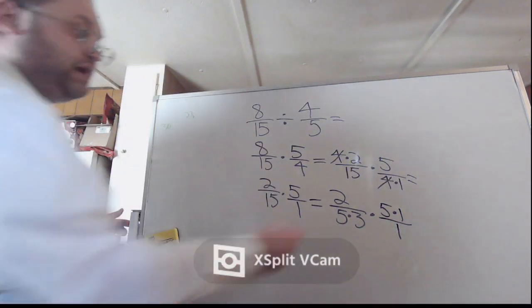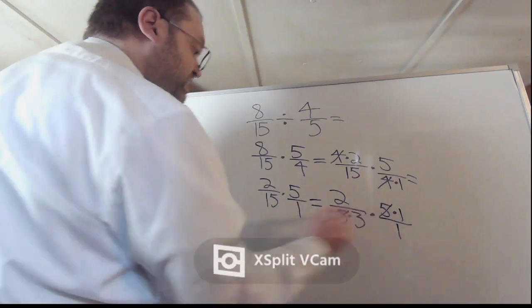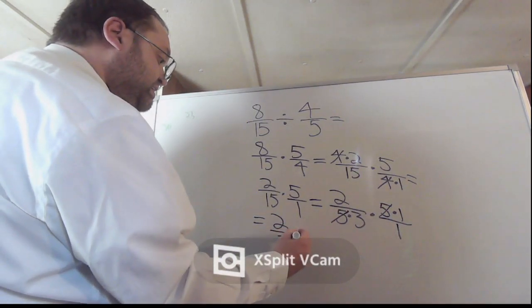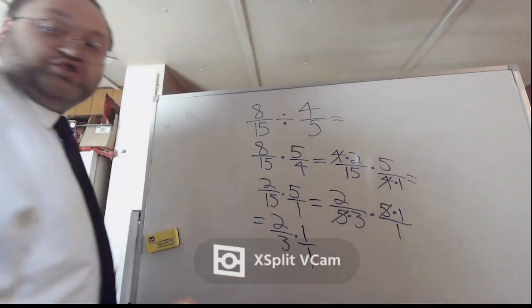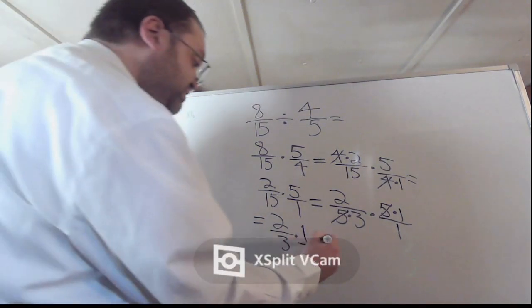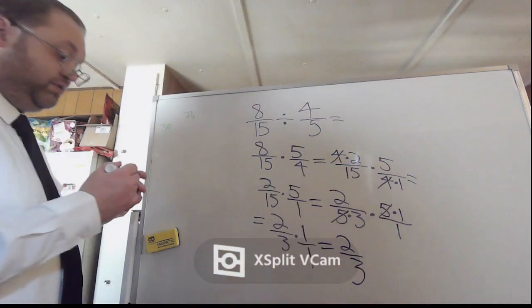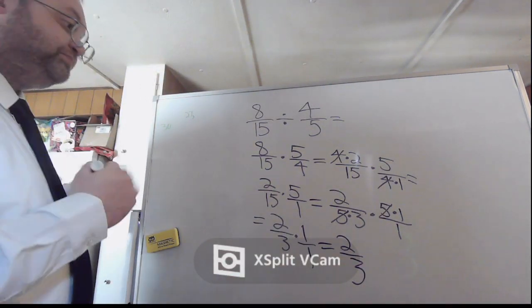Now we can cancel out common 5s, which is just going to give you 2/3 times 1 over 1, which multiplying by 1 is easy. That's just going to give you 2/3. And then 2/3 will be your final answer.